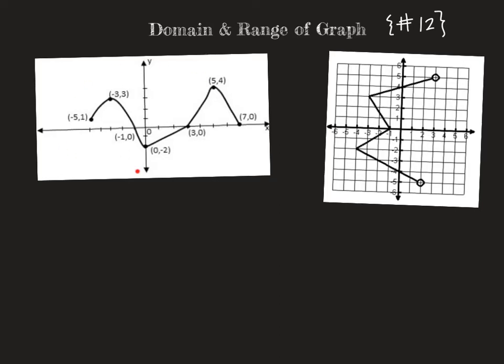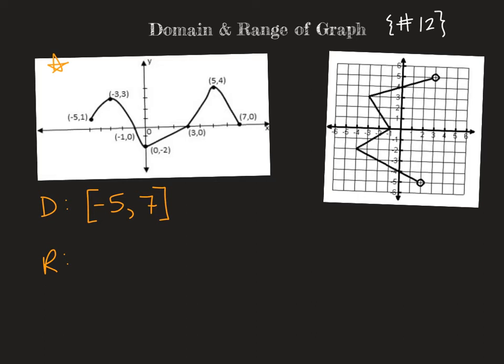Okay, so let's take a look at this first graph here. I'll do this one in orange. Domain, we're going to look left to right. So our leftmost x value is -5, and our rightmost x value is 7. And we actually take on those values, we hit them. So our domain is from -5 to 7 inclusive.